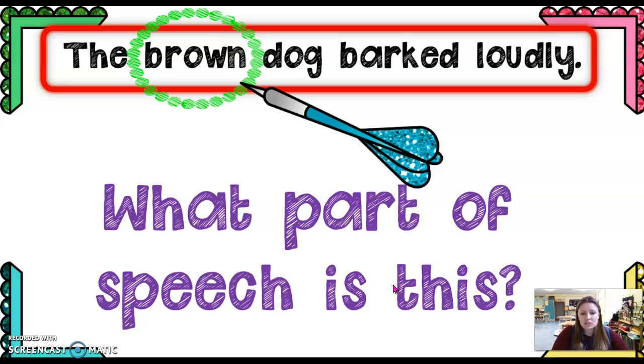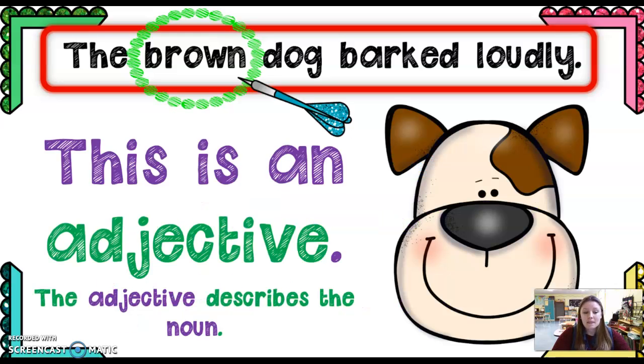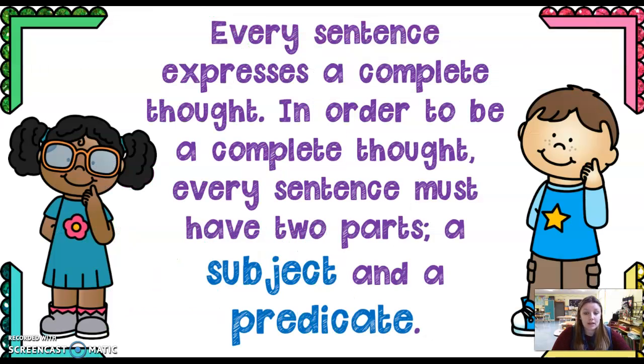What part of speech is brown? Is brown a noun, a verb, or an adjective? Remember, a noun is a person, place, or thing. A verb is an action word or something that you do. And an adjective is a word that describes a noun. Brown is an adjective because it describes the noun dog. What kind of dog? A brown dog.